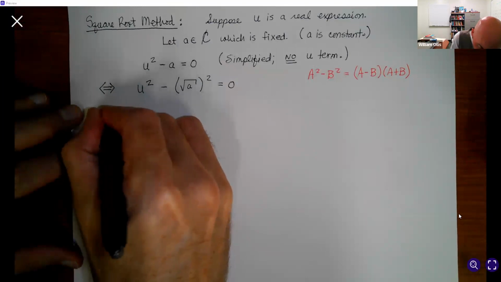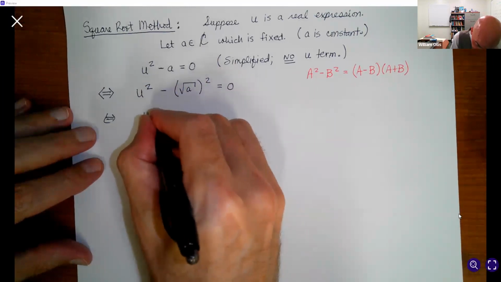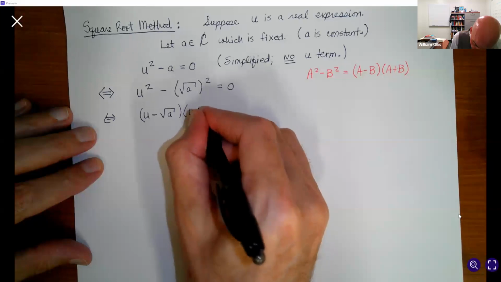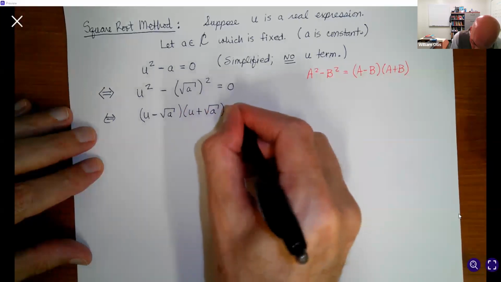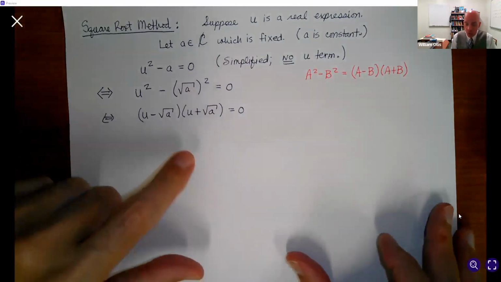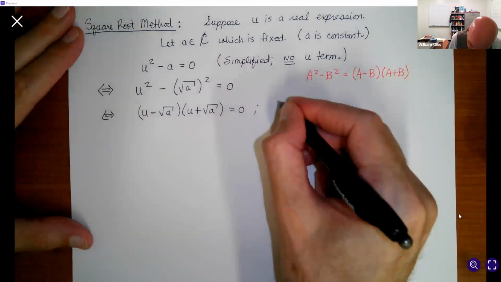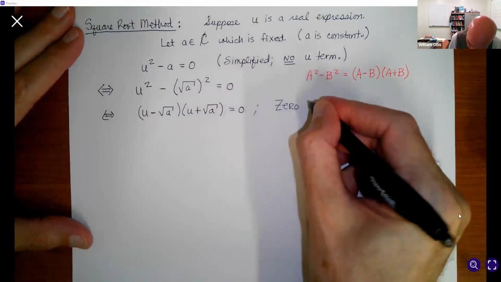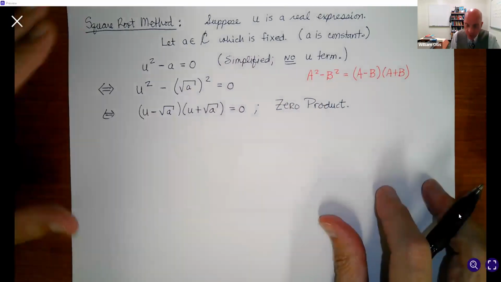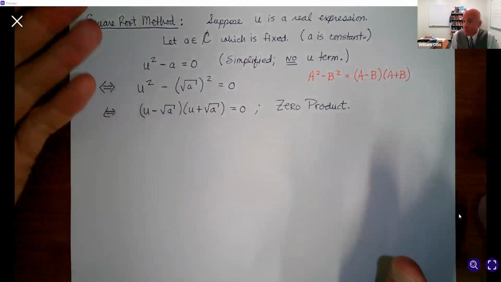So equivalently, we have u minus the square root of a, and then u plus the square root of a equals 0. Now, when you think about this particular setup and you refer to the last problem, this is now the zero product. And then, of course, this requires that at least one of the factors be zero, using properties of real numbers.